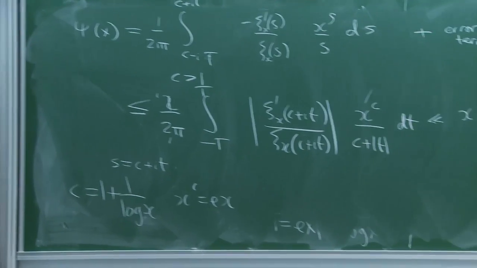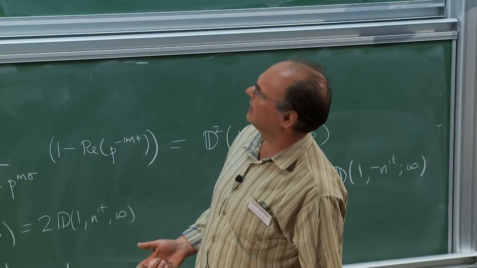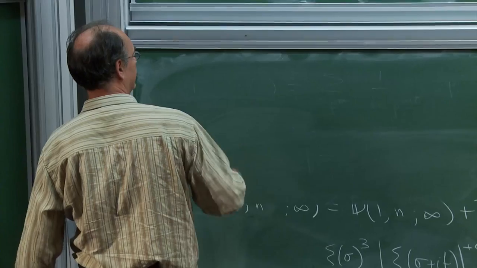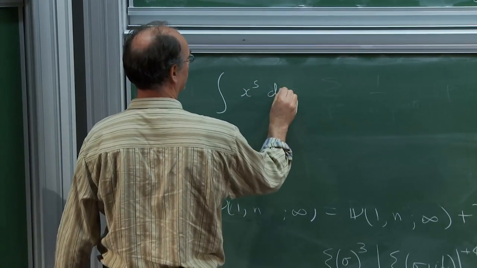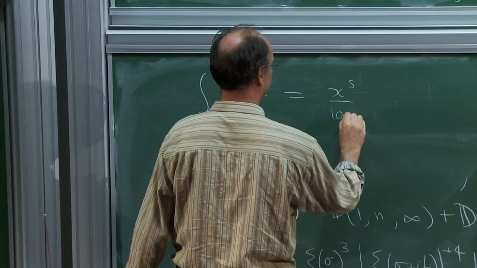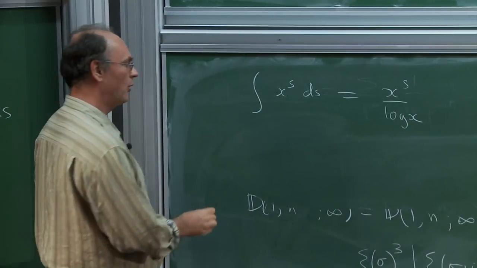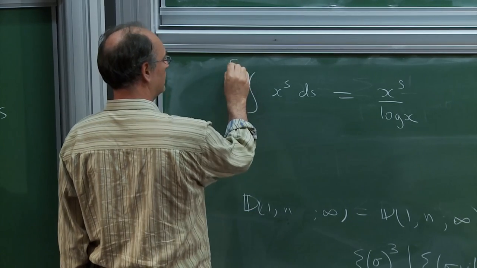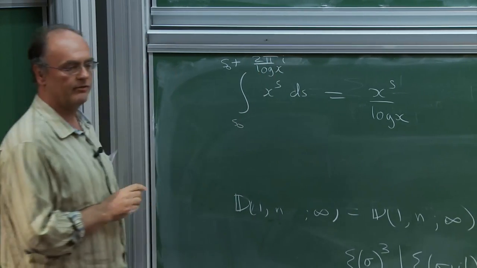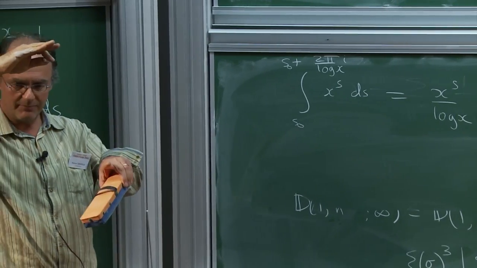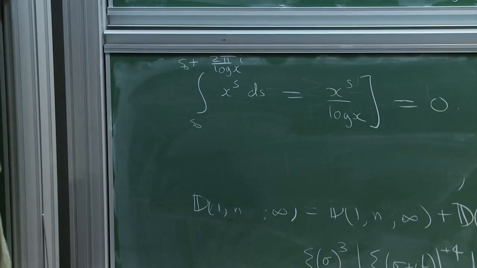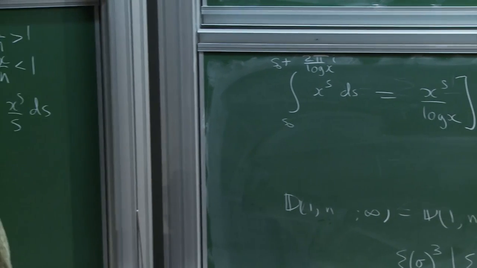Well, there's an obvious place it comes from. Think about the terms. The only term that we really understand very well, besides the 1 over s, is x to the s. And what happens to the integral of x to the s as we go through a short interval? Well, the integral of x to the s over s is x to the s over log x. But more importantly for us, if we go from s0 to s0 plus 2 i pi over log x, so we go over a short part of the integral up the vertical axis, then that difference is 0. So in very short intervals of length 1 over log x, the x to the s part disappears.